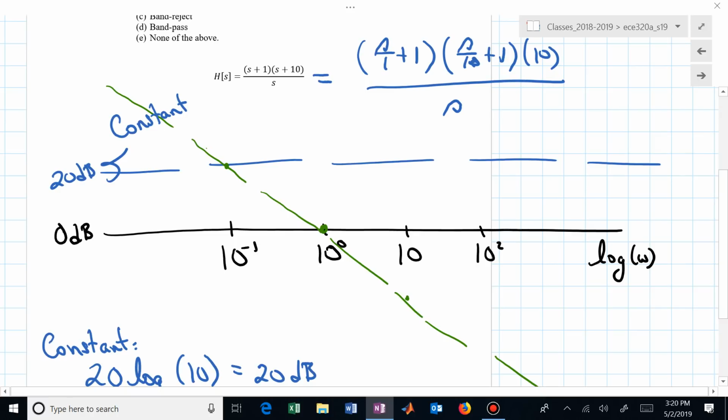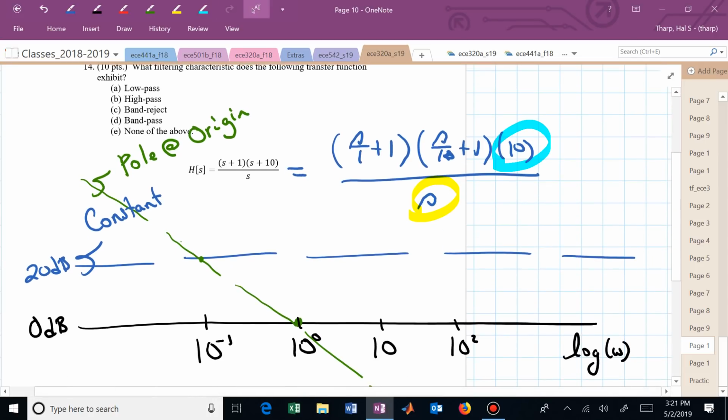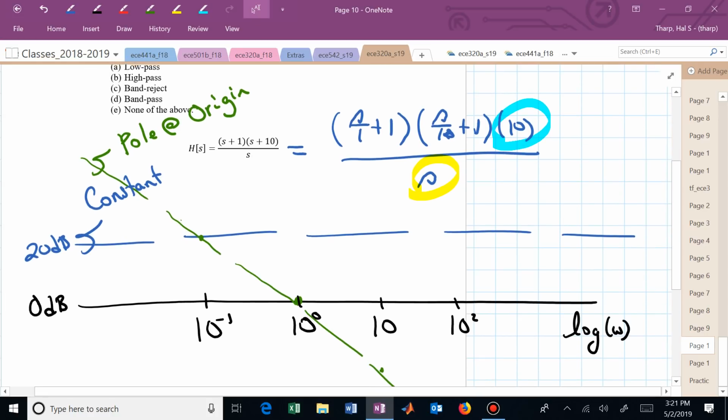What else do I have happening? Well, I've already accounted for this pole at the origin, so that's what the green was. This is the pole at the origin. I've accounted for that, and now I have two more factors to introduce or put down on the paper to account for them in this Bode plot. I have one zero factor that has a break frequency of 1.